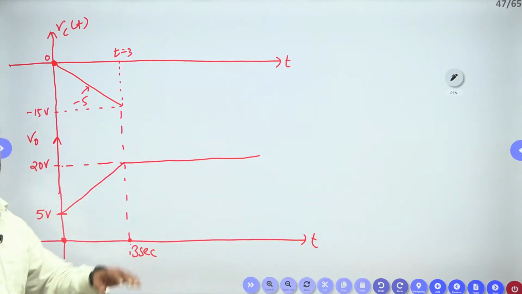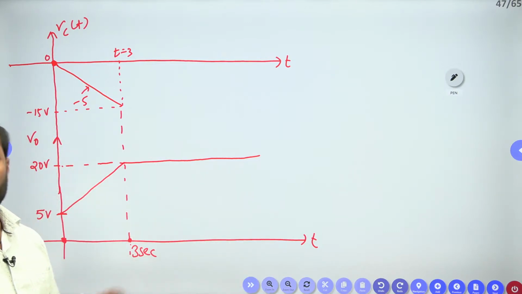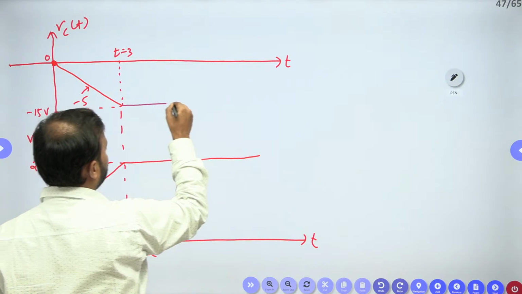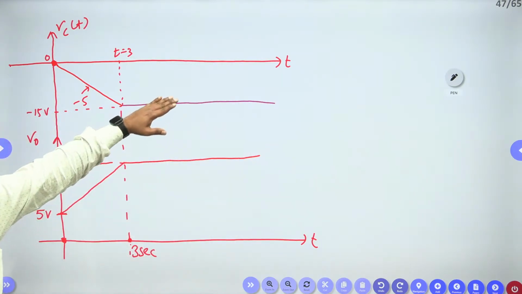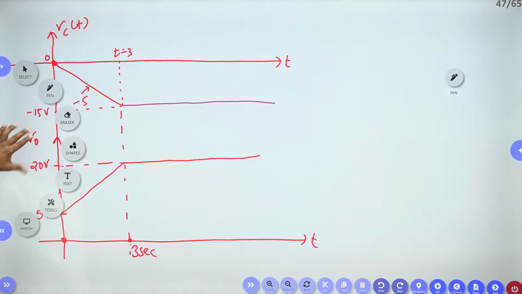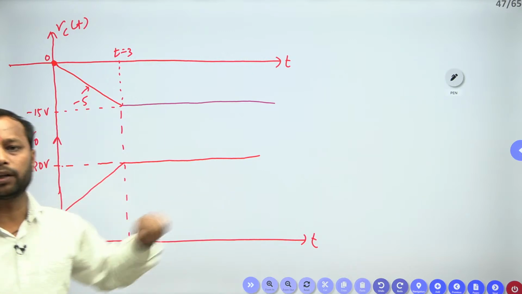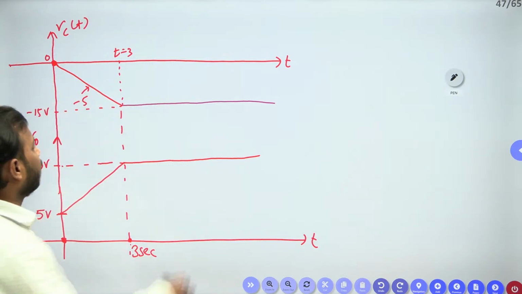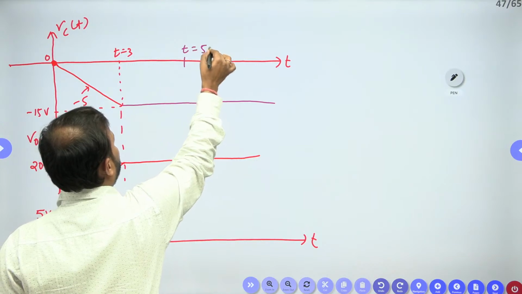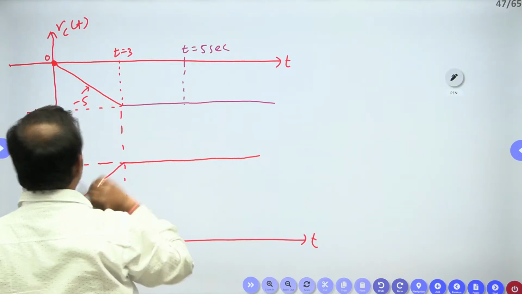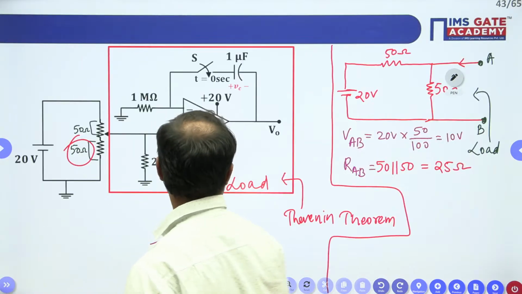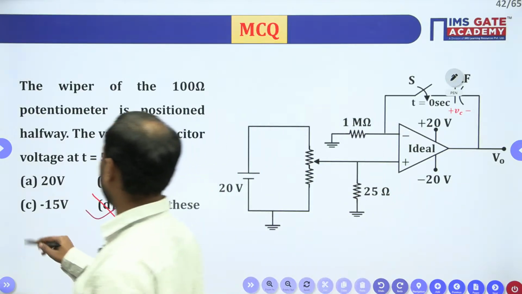Means there will be no increment of the output voltage. Then what it implies? It implies that after t equal to 3 second, your capacitor voltage was fixed. So once this capacitor voltage was fixed, then only your V0 value will be climbed to plus 20 volt. Am I clear? Any doubt in this? So exactly at t equal to 5 second, your capacitor voltage is equal to minus 15 volt, such that V0 becomes plus 20 volt. So the correct answer for this question is minus 15 volt.